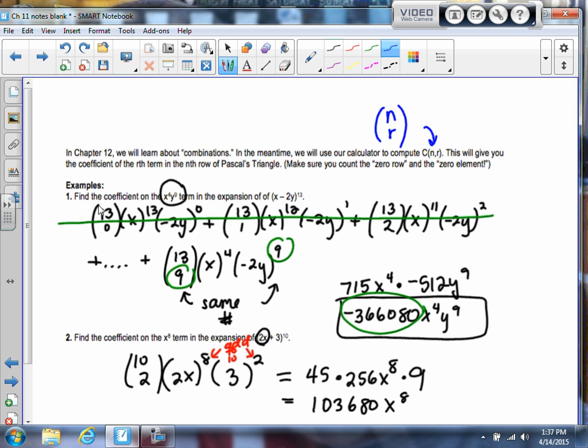So my coefficient, 103,680. That's your answer. Does that make sense? Can you imagine how long this would take to do every single term? It would take forever. Don't do that. It's lazy. All right, do you guys feel good about those? Do you need one more?